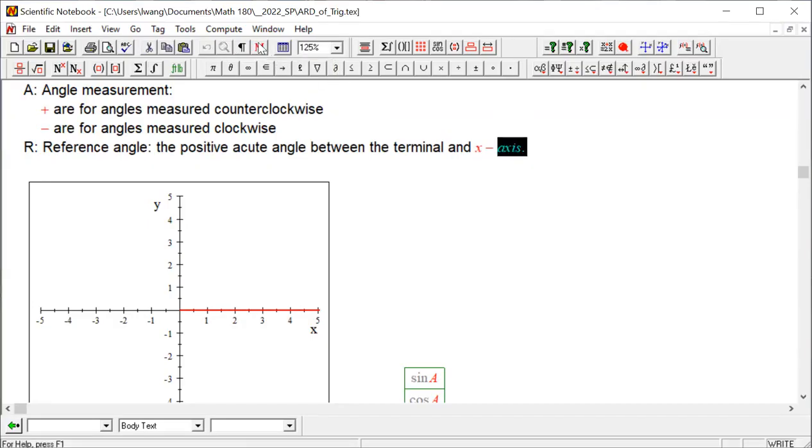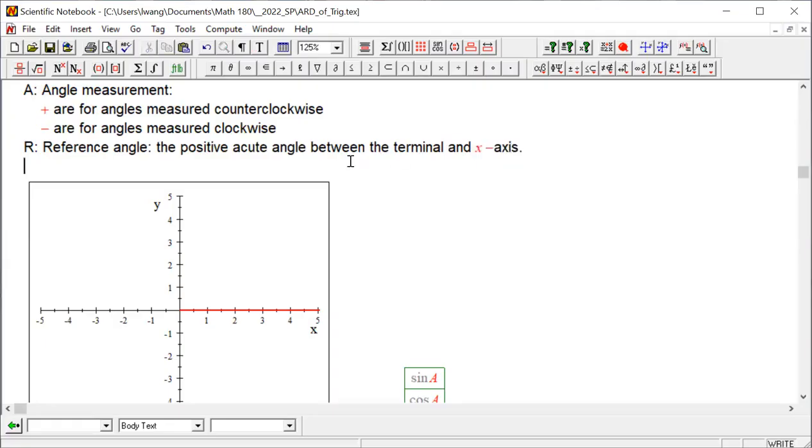Positive acute angle. Positive means it's positive, right? We're not going to care about negative. We're not going to care about direction. Acute angle means between 0 and 90 degrees. Okay, positive acute angle: it's basically the angle between 0 and 90 degrees between the terminal and the x-axis.